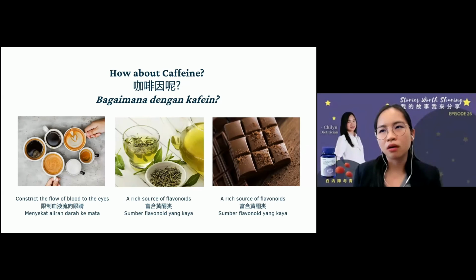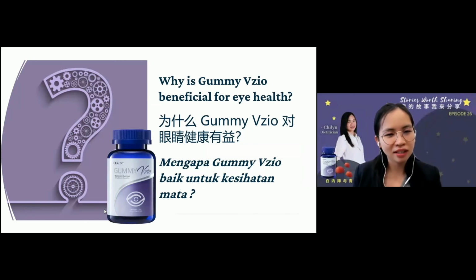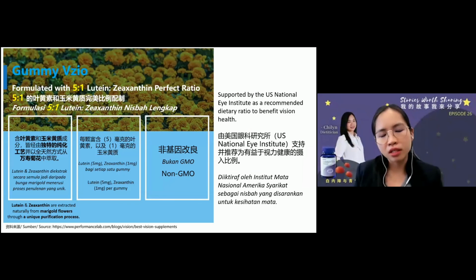And so you need to learn how to control. And last question, why do we say that gummy Vizio is beneficial for our eyes? After a long talk earlier, could it be that gummy Vizio contains all that I mentioned earlier? Actually, that's not it. First, let us understand what gummy Vizio contains. Gummy Vizio contains the active components we mentioned earlier, which are lutein and zeaxanthin.